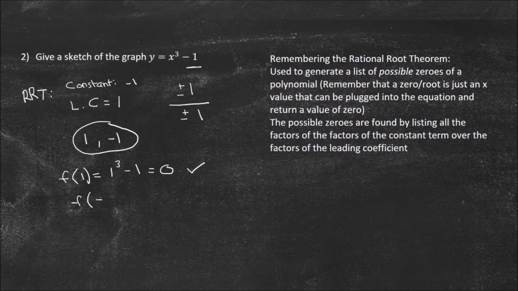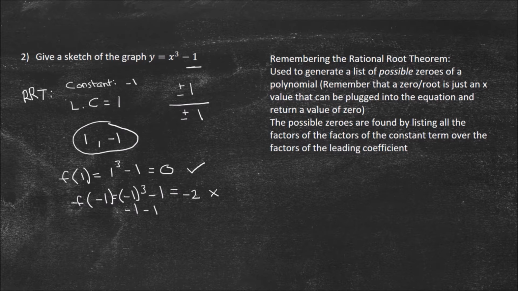Now let's try f of negative 1. So that says f of negative 1 equals negative 1 to the power of 3 minus 1, well, negative 1 cubed. Let's be careful here. If it's a negative number raised to an odd power, it equals a negative. So it's going to be negative 1 minus 1 equals negative 2. So this is not a real root.